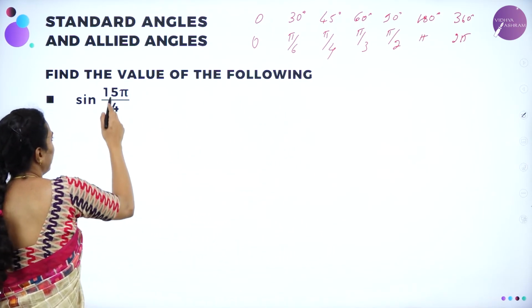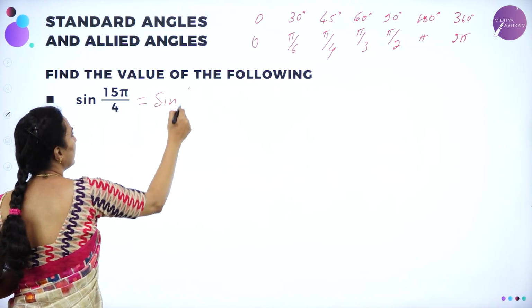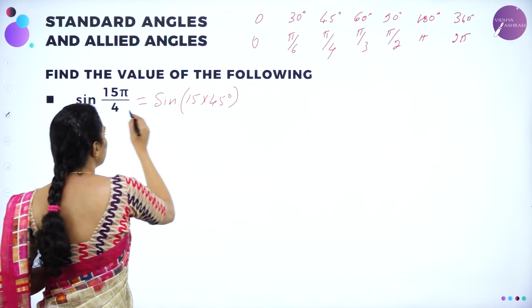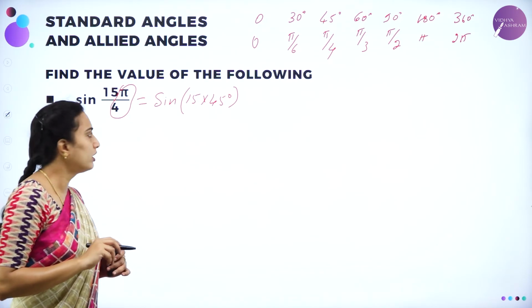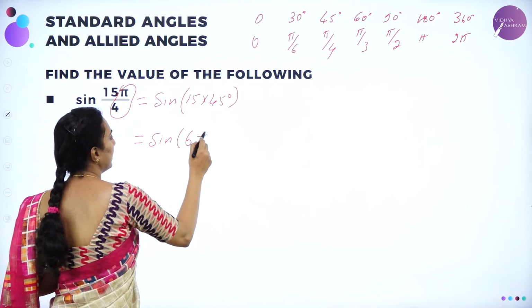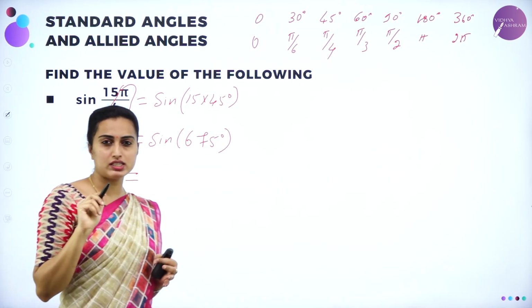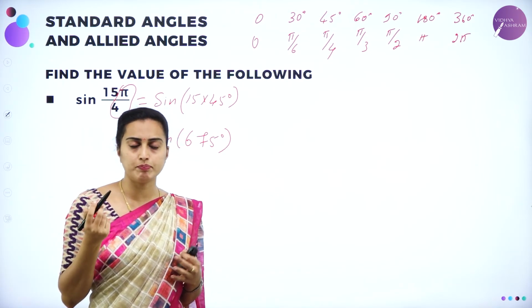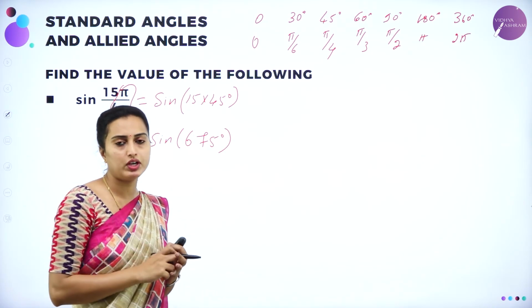Now, here you can have 15 into pi by 4. If you don't know how to solve, you can convert this into degree. 15 into 45 degree, because this pi by 4 is nothing but 45 degree. Now what is 15 into 45 degree? You can convert that by calculating 675 degree. So I can write this as n into 360 minus theta or 360 plus theta, isn't it? Plus theta you cannot, because 2 into 360 gives you 720, it is below 720 degree only.